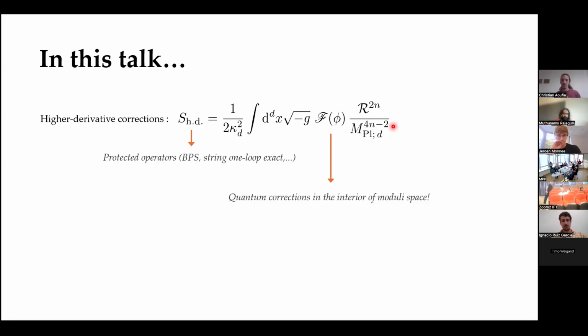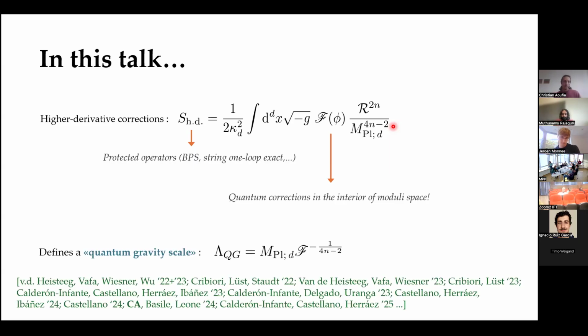I don't need to stress to this audience why this is quite important, as these coefficients, when computed and give us an exact result, probe quantum corrections even in the interior of moduli space, which is a largely unexplored area. Also, one can use these Wilson coefficients to probe the quantum gravity scale defined like this. This is also a set of authors and works that have talked about this quantum gravity scale. And this is a non-exhaustive list. So if I've missed someone, I'm really sorry.